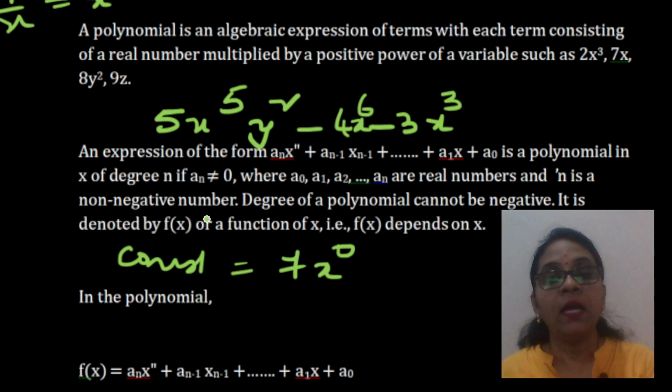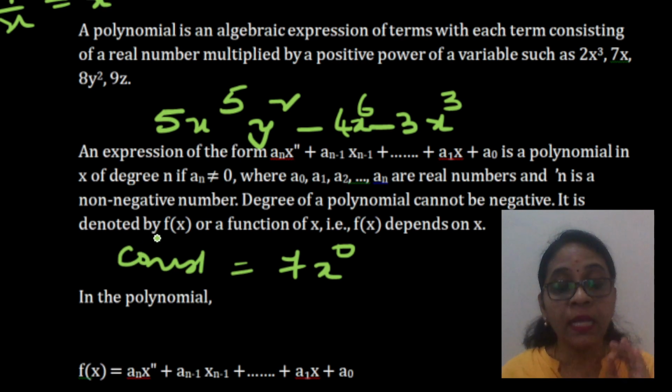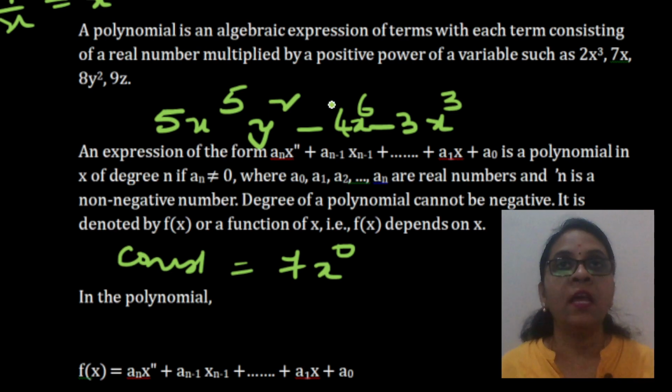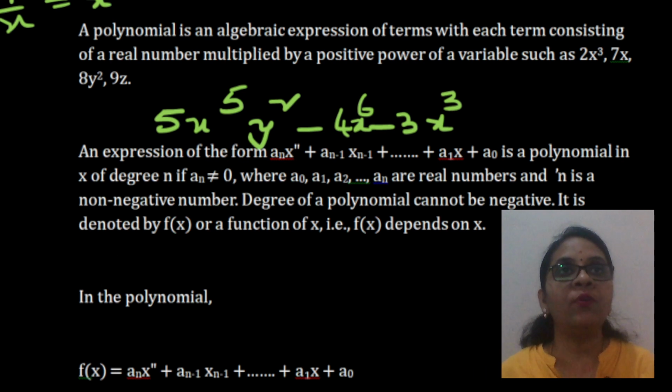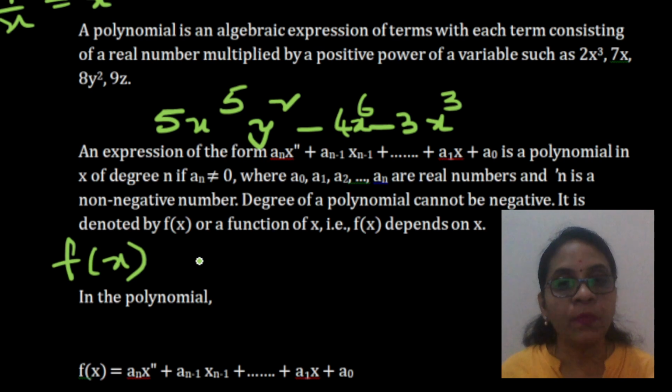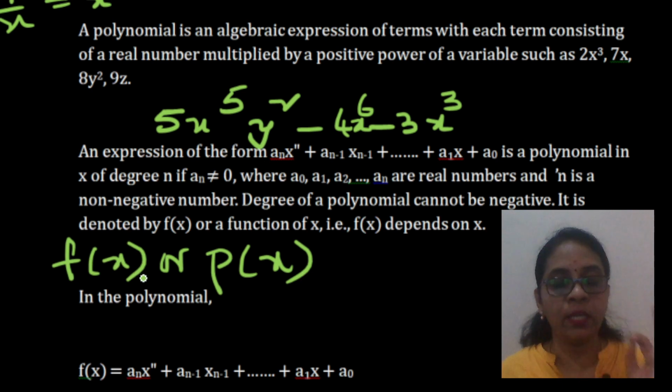So, the polynomial is denoted as a function of x. Functions and all you will learn in your standard 11, children. But for now, it's just that you are giving it a name. You are giving this entire polynomial a name as f(x), or you can also write it as p(x) or g(x). Most commonly used notations are f(x) and p(x). f(x) depends on x. Is that clear?